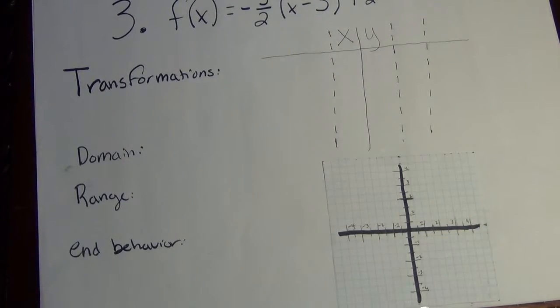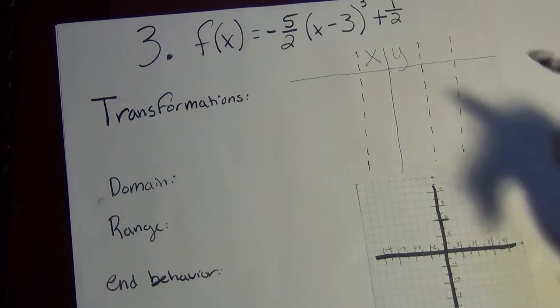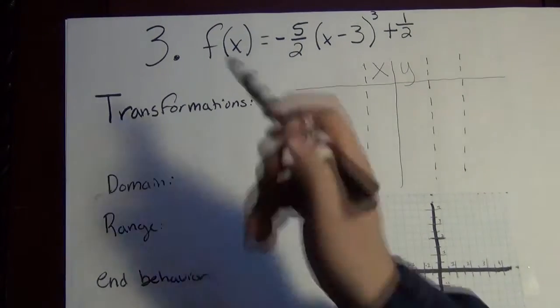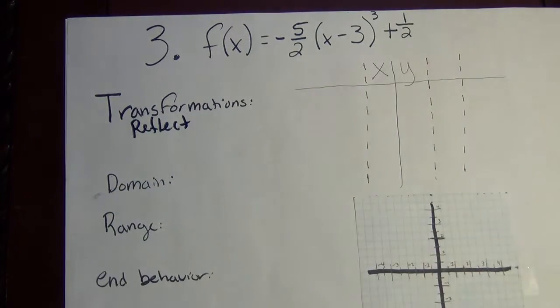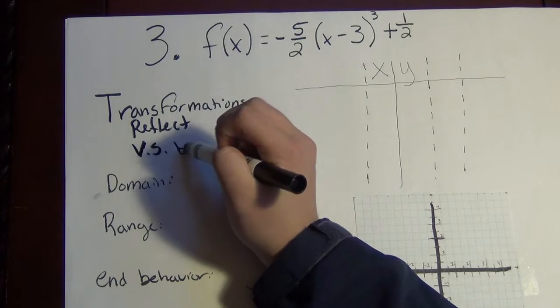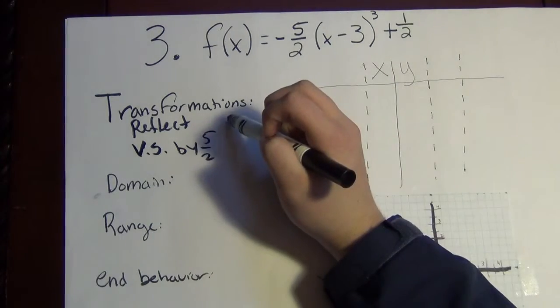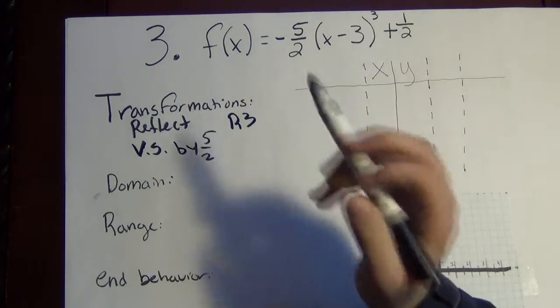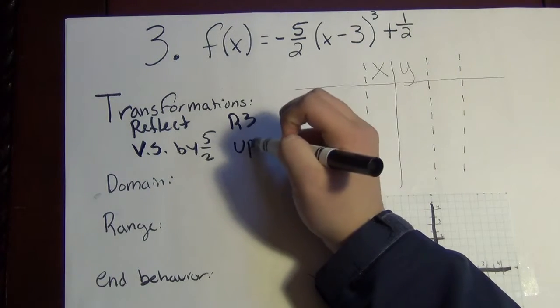Then for the last equation, this one's a little bit more difficult. Transformations for it are that, since there's a negative in the a, you're going to reflect it over the y-axis. And then since it's outside the parentheses and it's in the a place, you're going to vertically stretch it by 5/2. And since h is equal to 3, you're going to go right 3. And then since k is equal to 1/2, you're going to go up 1/2.